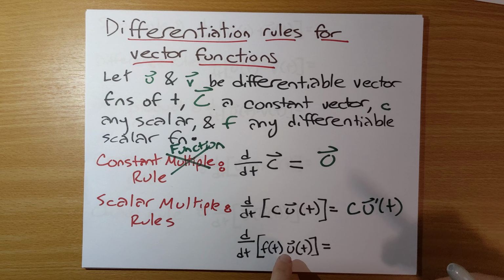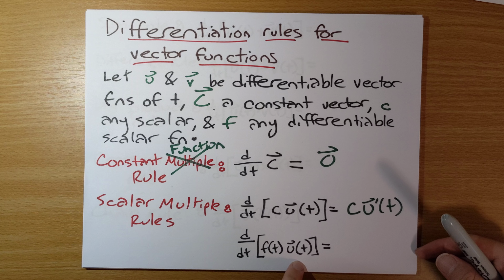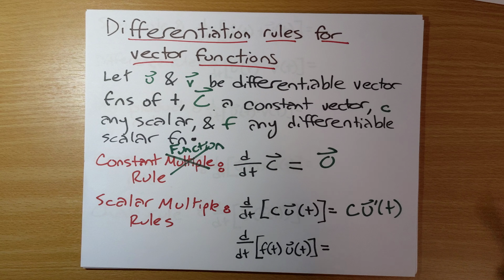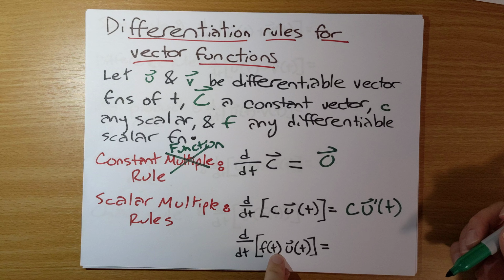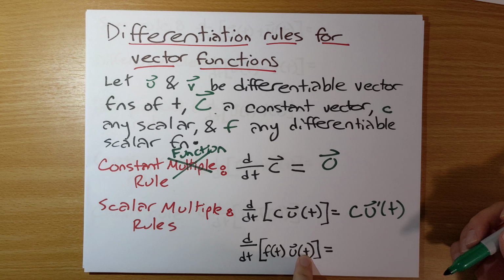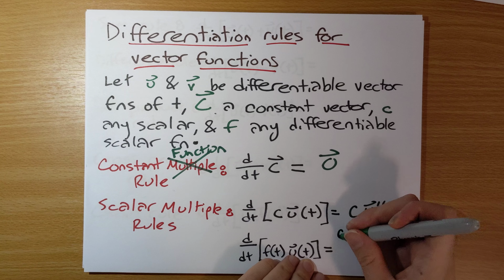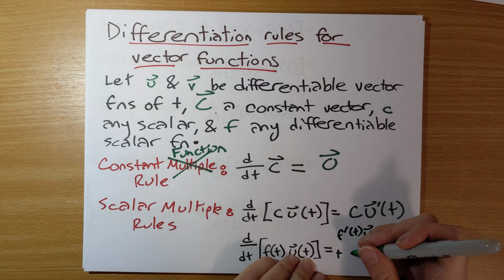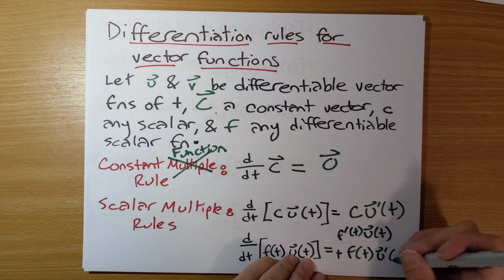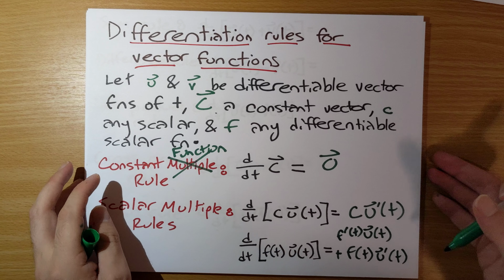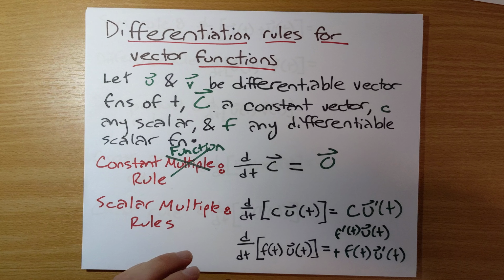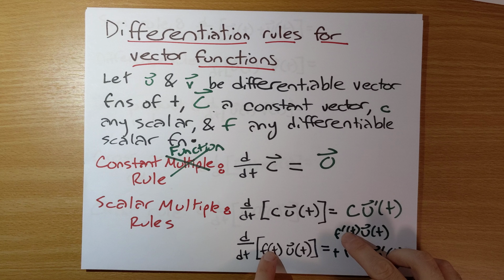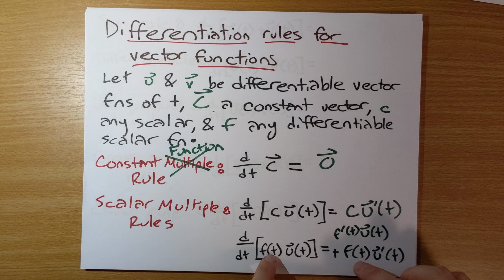Now, if you instead multiply your vector function by a scalar function, you get a product rule here. So the derivative of f of t, the scalar function, times u of t, the vector function, will be f prime of t times u of t plus f of t times u prime of t. And so this should be very recognizable that this is a product rule going on here. The derivative of the first function times the second plus the first function times the derivative of the second.